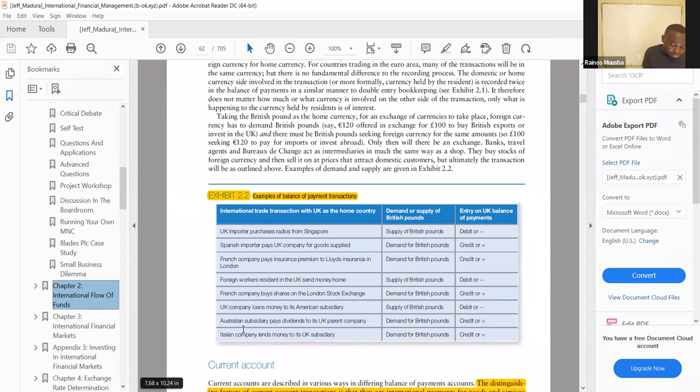Then the Australian subsidiary pays dividends to its UK parent company. So there's a demand for British pounds so that they're able to remit the dividends to the UK parent company. So it's a credit entry. Then the Italian company lends money to its UK subsidiary. So there's demand for the British pound, so it's a credit entry. So are there any questions regarding these typical examples of transactions that you'd find under the balance of payments?